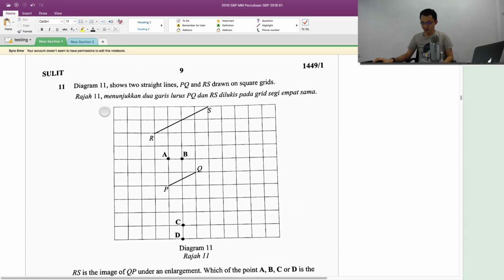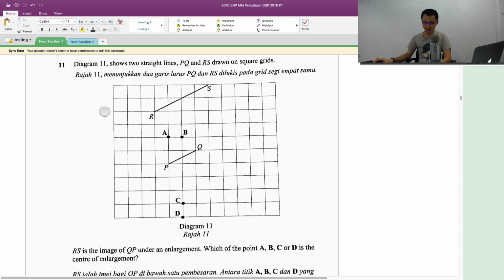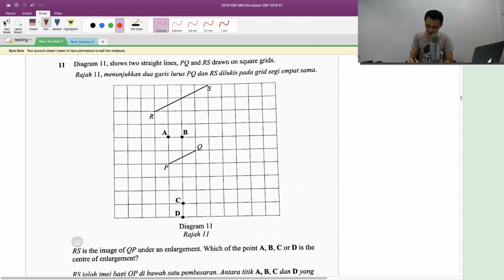Okay, so diagram 11 shows two straight lines PQ and RS drawn on the square grid. So RS is the image of QP, which is something very important. That means the image of R should be Q, and the image of S should be P. Because just now I thought RS is PQ. It's not the same. That means R and Q are related, and S and P are related, because you say RS is the image of QP.